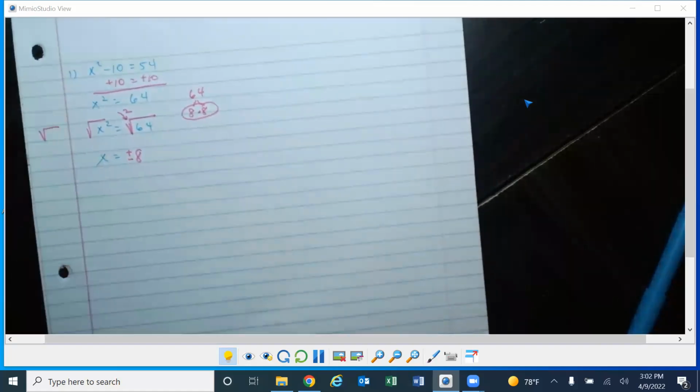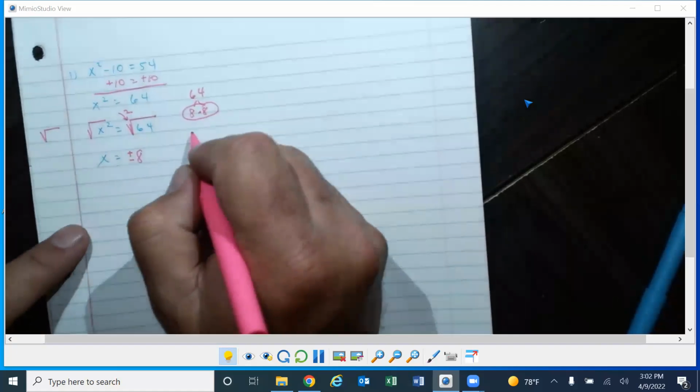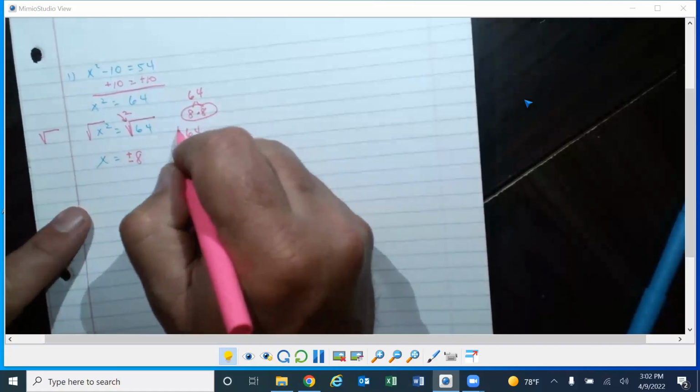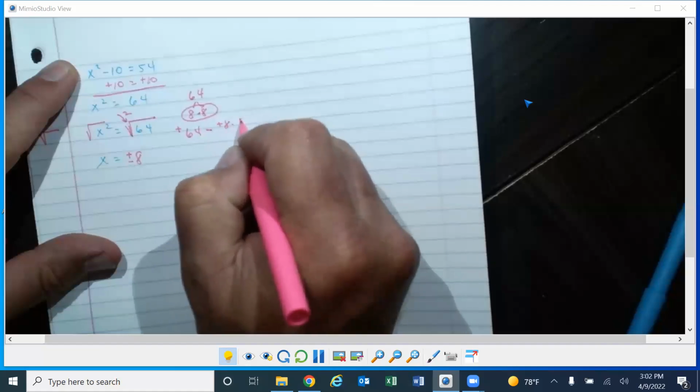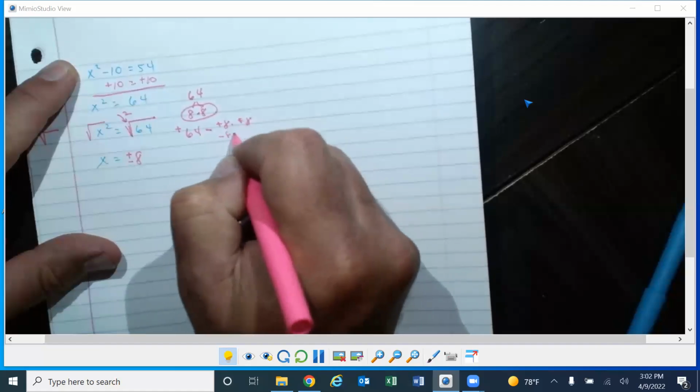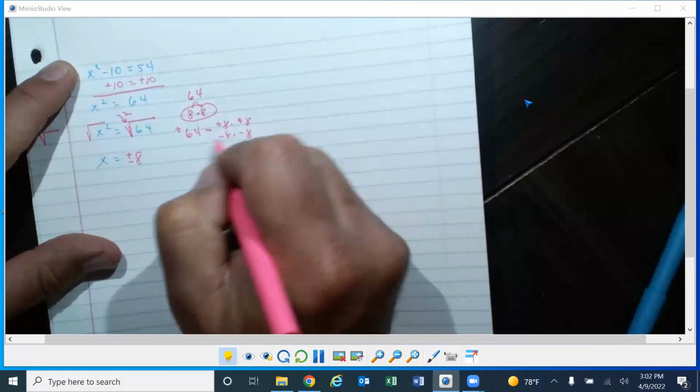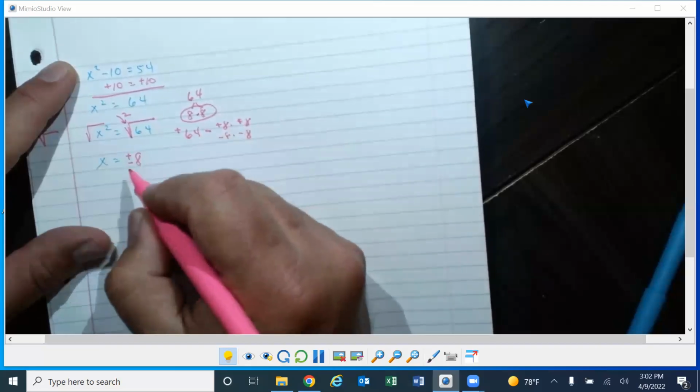And the reason why it's a plus and minus 8 is, think about it. What two numbers give me a positive 64? Well, you could say positive 8 times a positive 8, or you could say a negative 8 times a negative 8, because two negatives make a positive. That's why it's a plus and negative.